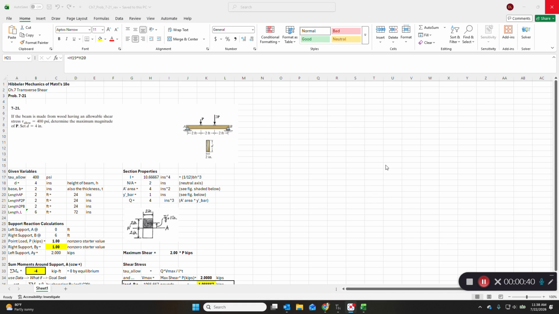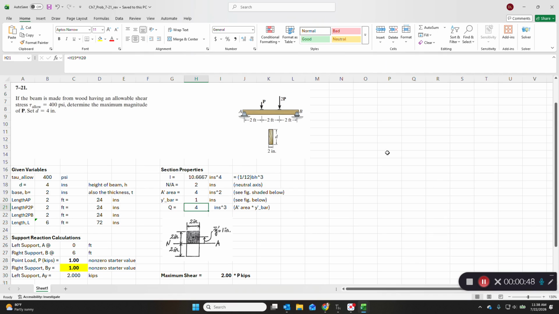Let's get right into our first example. So I'll make this a little bit larger and then we can zoom out or in as necessary. This is a beam and it's a 2x4. How about that? 2-inch base and a 4-inch height D in this example. So D is 4. And we're in inches in the English system. If the beam is made from wood having an allowable shear stress, that's tau allowable of 400 psi, what's the maximum magnitude of P?